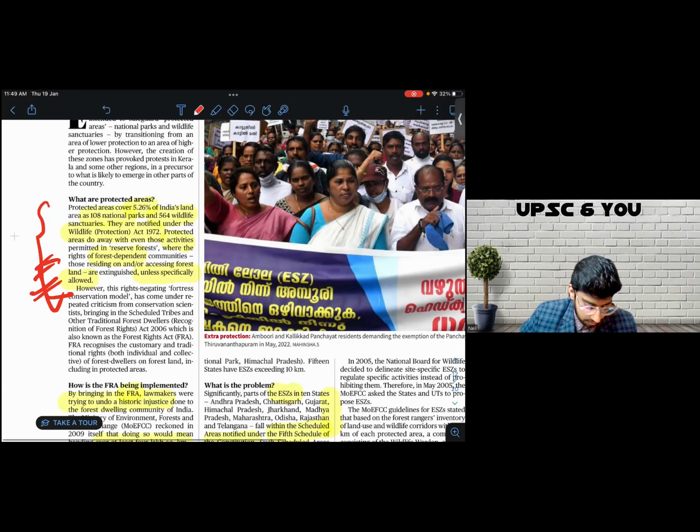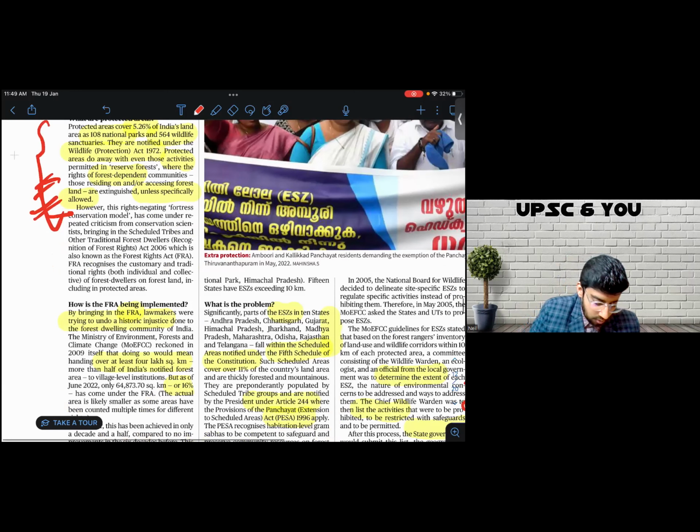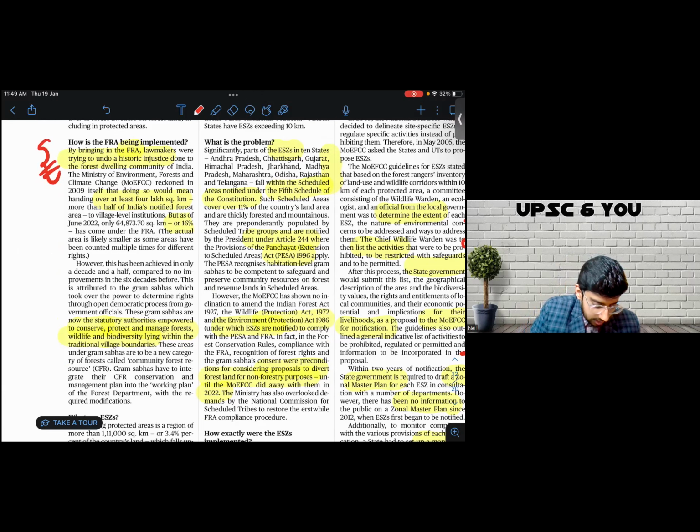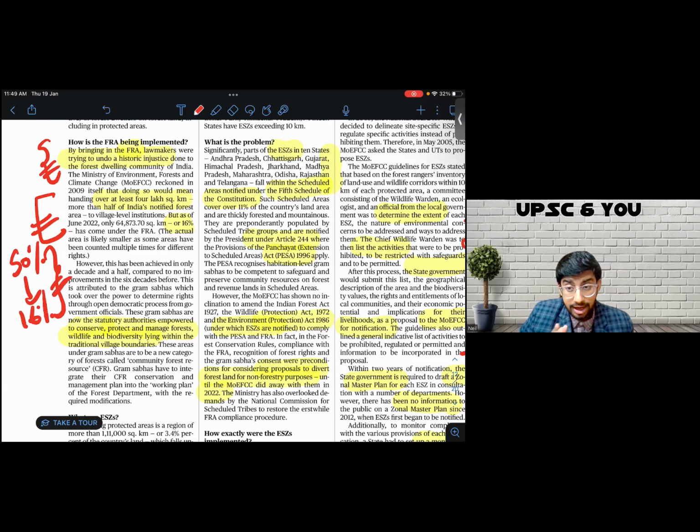Then you come to this part. They say that lawmakers are trying to undo. So the whole point of having FRA is to undo a historic injustice. This was the target. So this is the appraisal, the evaluation of FRA. The target was handing over at least 4 lakh square kilometers. That is more than half of India's notified forest. But only 16% of that has been transferred until now. So we had to transfer 50%. We have only been able to accomplish 16%. That is the shortfall in our expectation and what has happened on the ground.